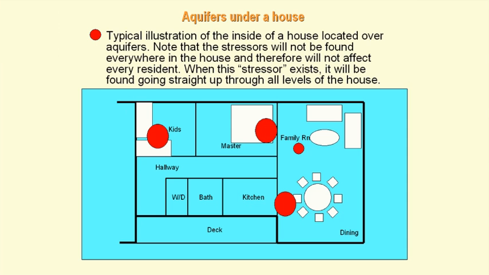Now this is a typical illustration of the inside of a house that's located above moving groundwater. And note that the stressor will not be found everywhere in the house, and therefore will not affect every resident. When this stressor exists, it will be found going straight up through all levels of the house.